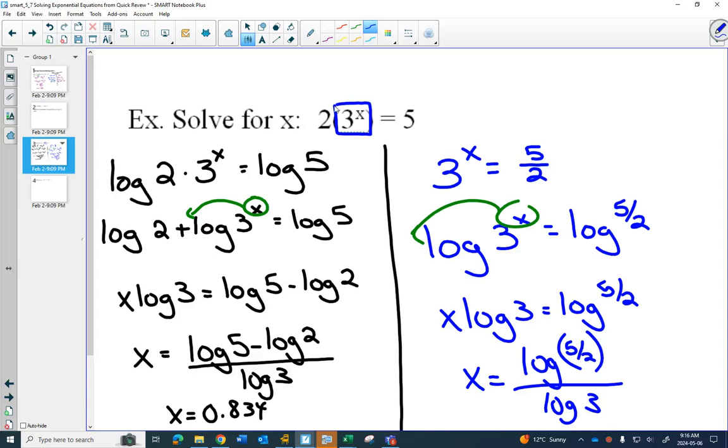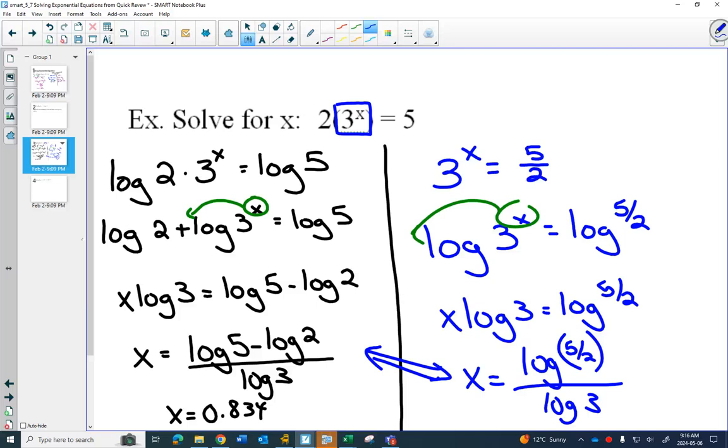Can you see that these steps here and here are identical? Because what's your log law for dividing? Subtracting. Log 5 minus log 2 is the same as log 5 over 2. But sometimes if we take that extra step at the beginning and get our power by itself, it makes our work with logarithms a little bit easier. We didn't have to do this extra log law, okay?